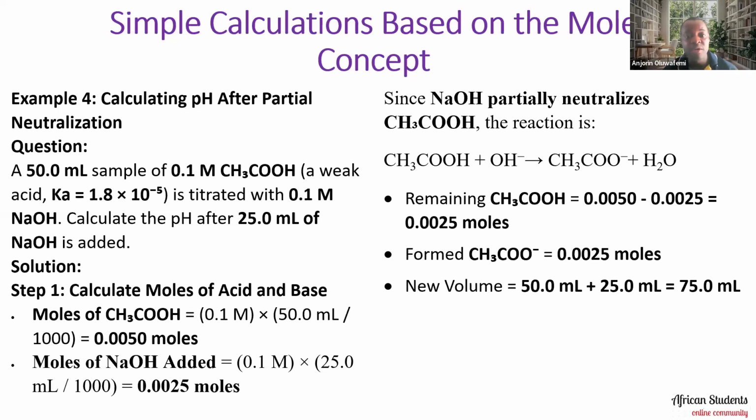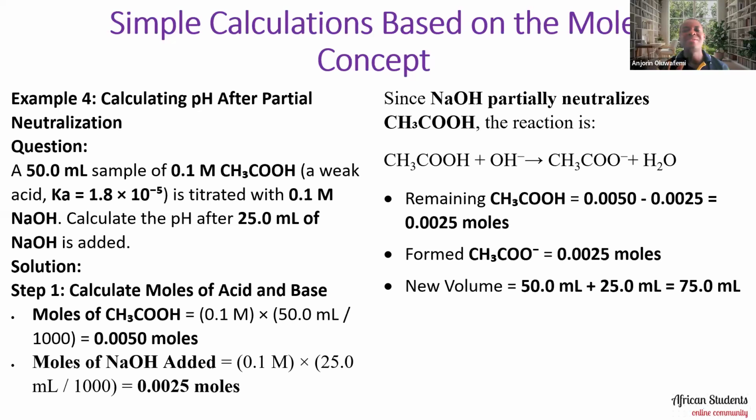The molarity of the sodium hydroxide, which is 0.1, multiplied by the volume of the sodium hydroxide, 25, divided by 1,000. So you end up having 0.0025 moles as the moles of the sodium hydroxide that was added. Okay. Now, since sodium hydroxide partially neutralized CH3COOH, the ethanoic acid, the reaction looks like this: CH3COOH plus the hydroxide that is being produced from the sodium hydroxide, and then it gives us what we have there. Now, the remaining CH3COOH will be equal to what?